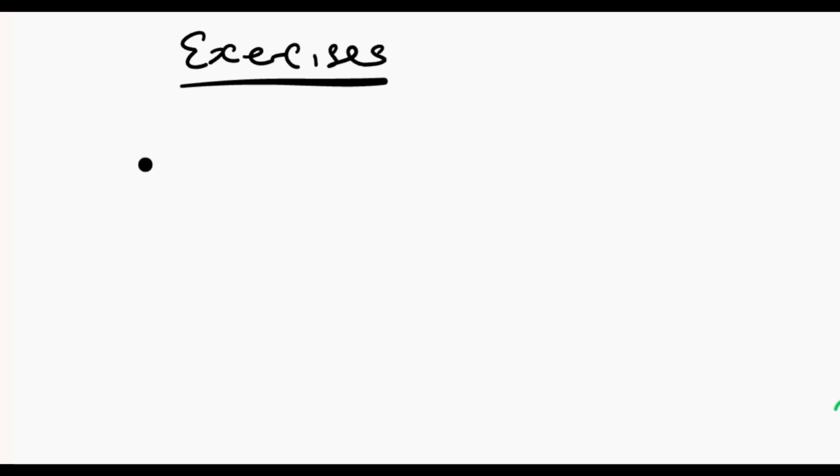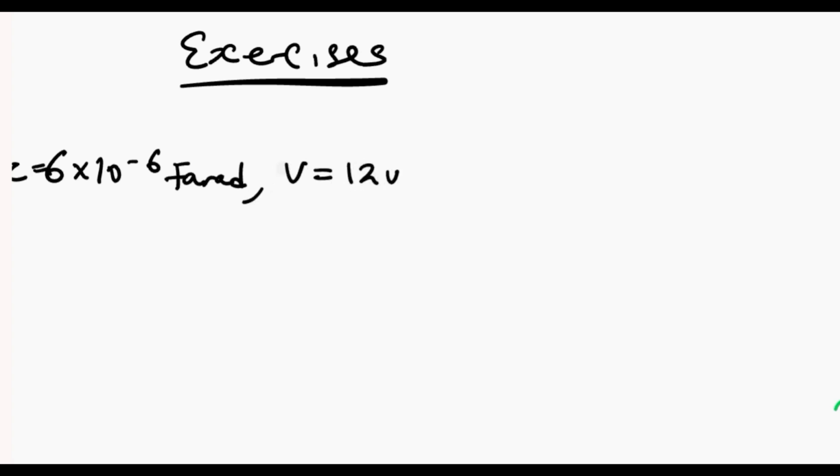From this capacitor here, they say the 6 microfarad capacitor, that is 6 times 10 raised to the power minus 6, was connected to a 12-volt battery, right? So our V is 12 volts. Then disconnected. So from here, recall that C is equal to Q over V.